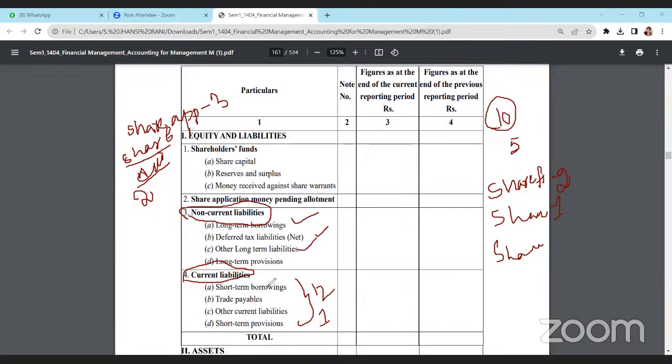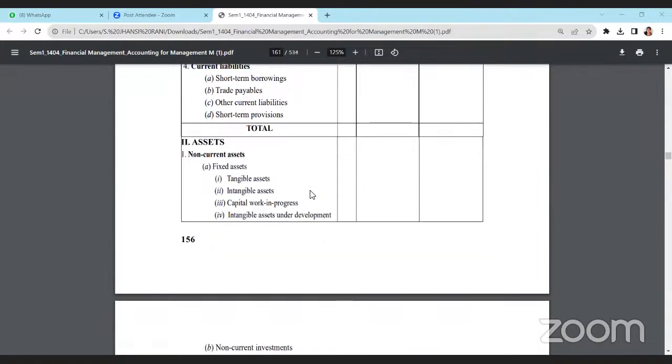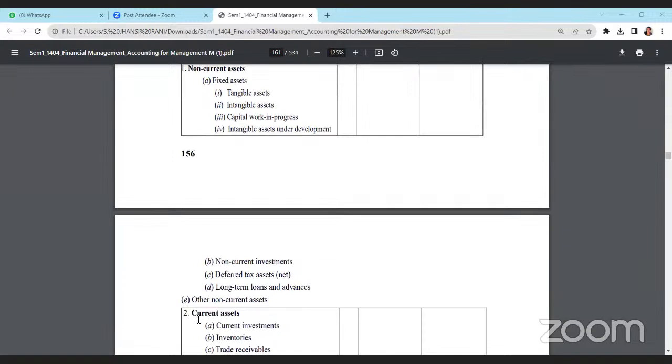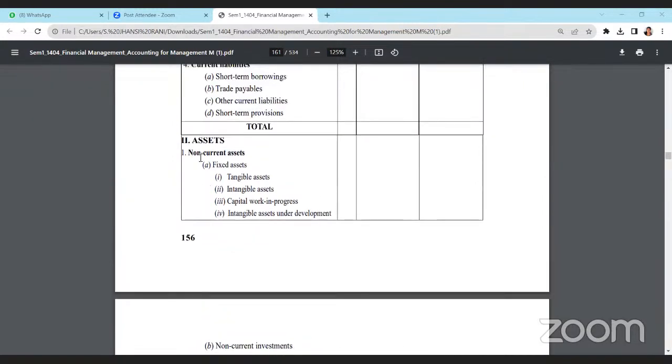Next, current liabilities: short-term borrowings, trade payables, other current liabilities, and short-term provisions. So these are the things which will fall under equity and liabilities. Next we have assets. Under assets, we have non-current assets and current assets. Now let's see what are the non-current assets.